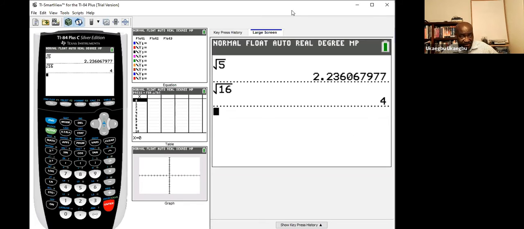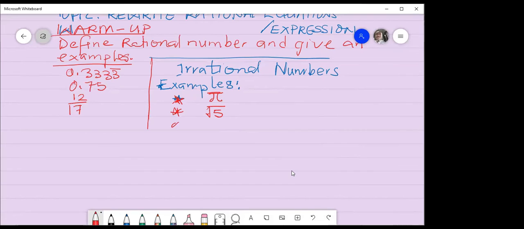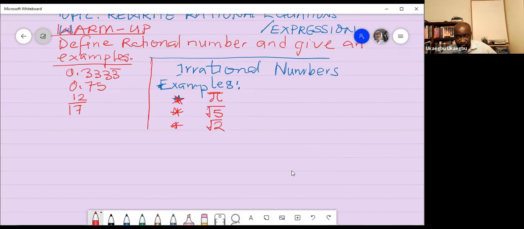So let's get back to our screen and give at least one more example. Give us one more example of an irrational number, then we close that chapter. The square root of 2. Okay, that's another example, square root of 2. All right, so now there are so many irrational numbers out there. There are so many rational numbers out there. So now, since we know what rational numbers are and some examples of irrational numbers, let's get to rational expressions.